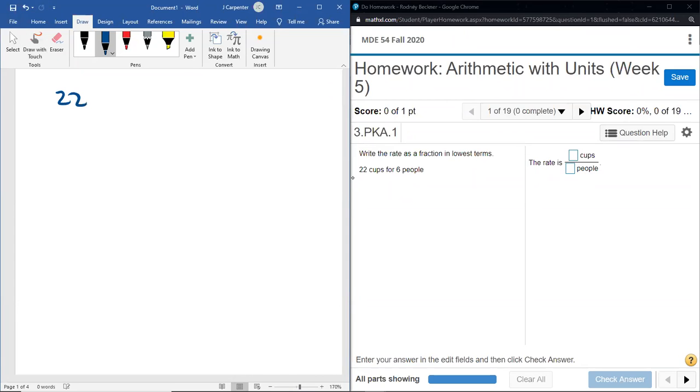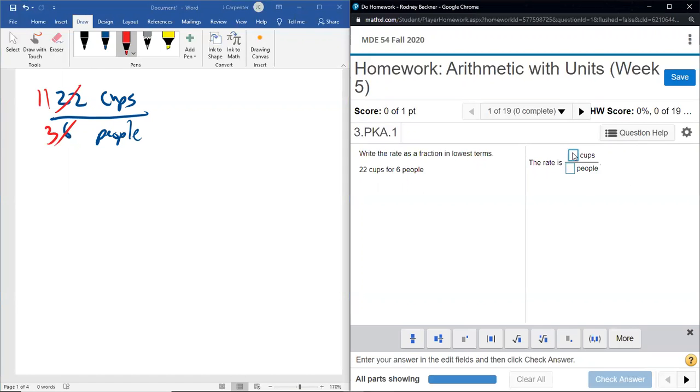So we get 22 cups over 6 people. That's how you should be writing that down. And then you say, oh, well, I recognize 2 goes into both of these. 2 goes into 6 3 times. 2 goes into 22 11 times. And then there's no number that goes into both 3 and 11 besides 1, so that's it. We just have 11 cups per 3 people.